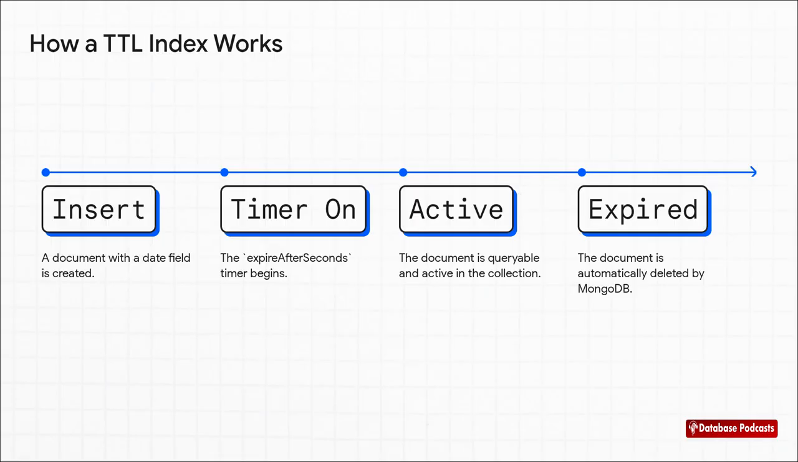And the way it works is just so simple and elegant. When you insert a new document, MongoDB just looks at the timestamp field you've indexed, it adds the lifetime you specified, your expire after seconds value, and then a background process just quietly cleans up the document when its time is up. It's completely hands-off and automated.